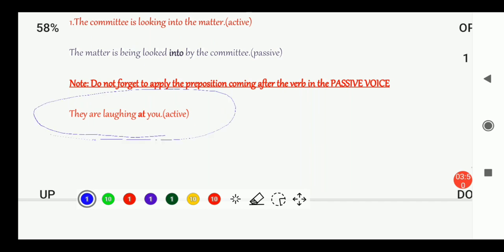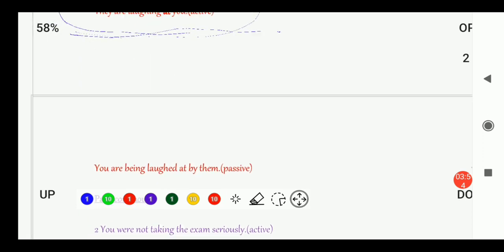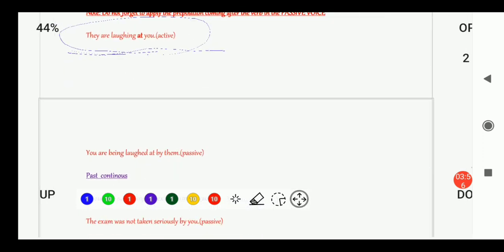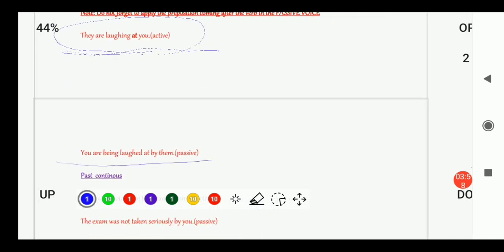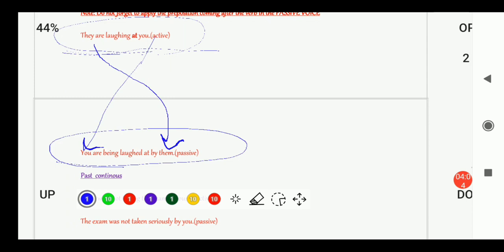Next sentence is: They are laughing at you, in the active form. Now on converting it into the passive form, what will it become? You are being laughed at by them. You will come at the start of the sentence, they will come at the end of the sentence, and it will be converted to them. And now being is applied and laugh is converted into the third form, laughed. And at is the preposition that will also come here.